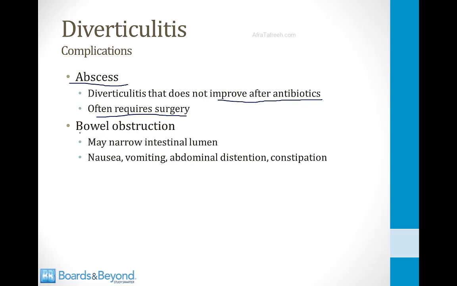Diverticulitis can also progress to a bowel obstruction. The inflammation can narrow the intestinal lumen and obstruct the passage of air and feces and fluid. This will present as nausea, vomiting, abdominal distension, and potentially constipation.